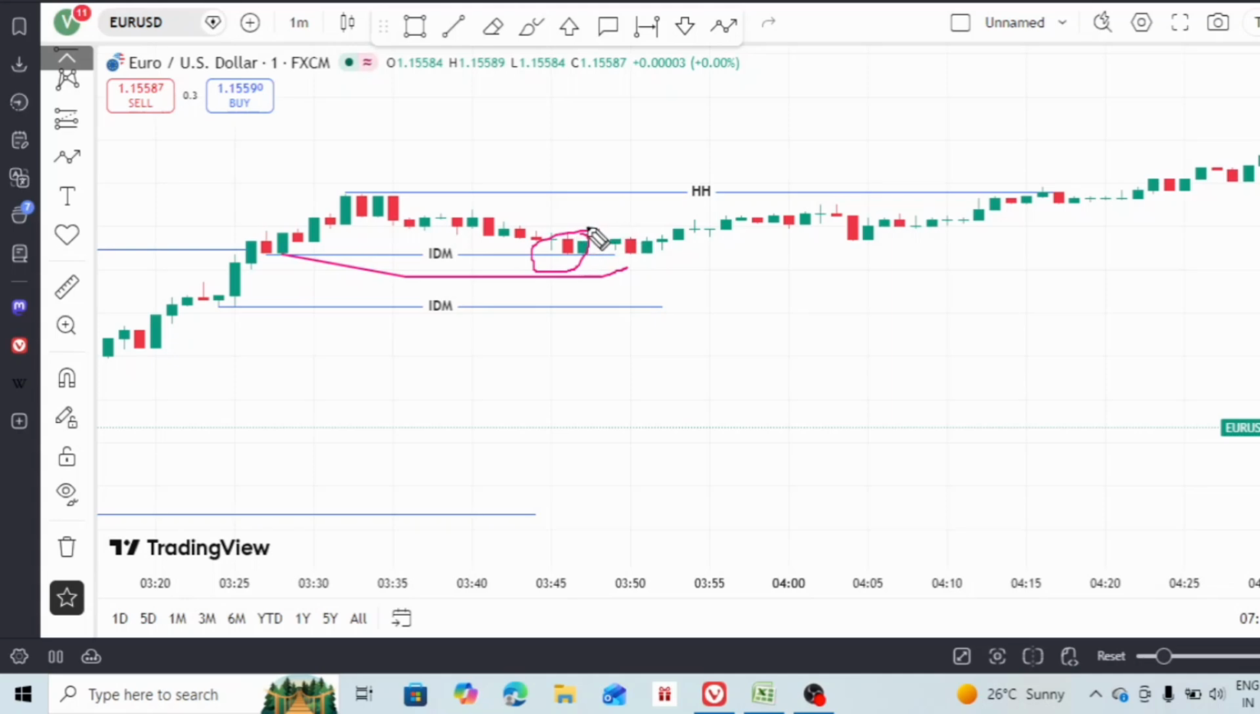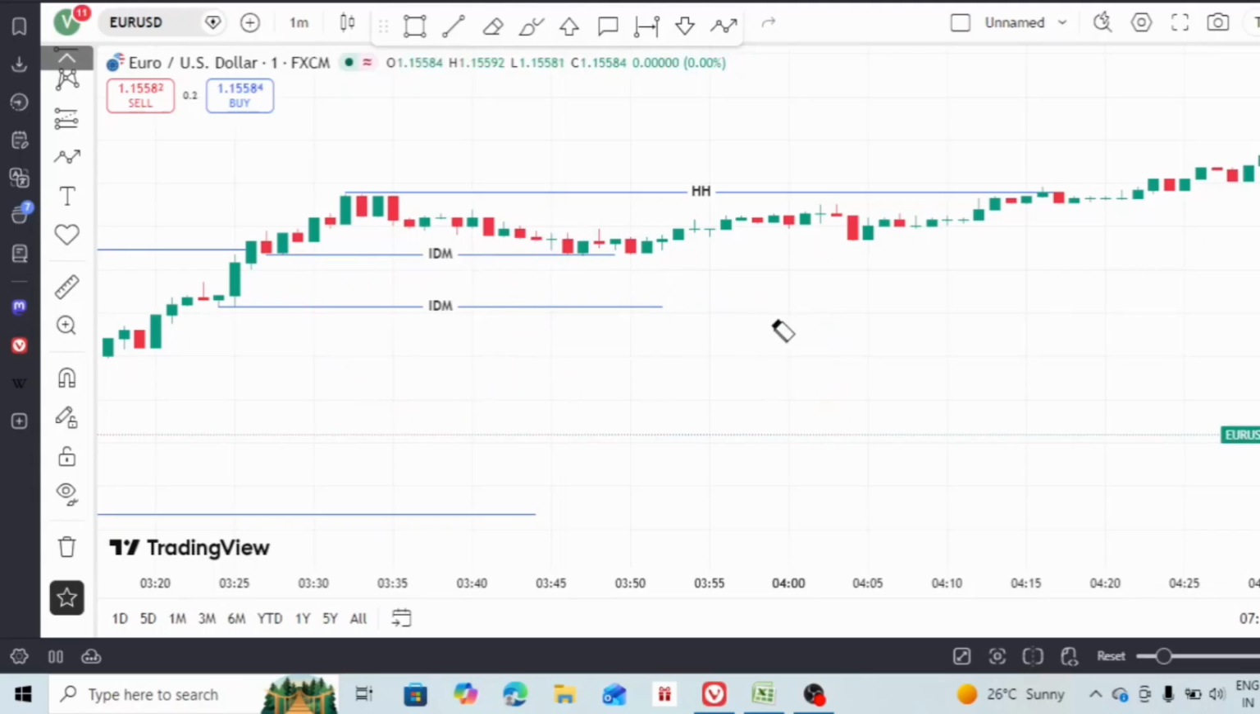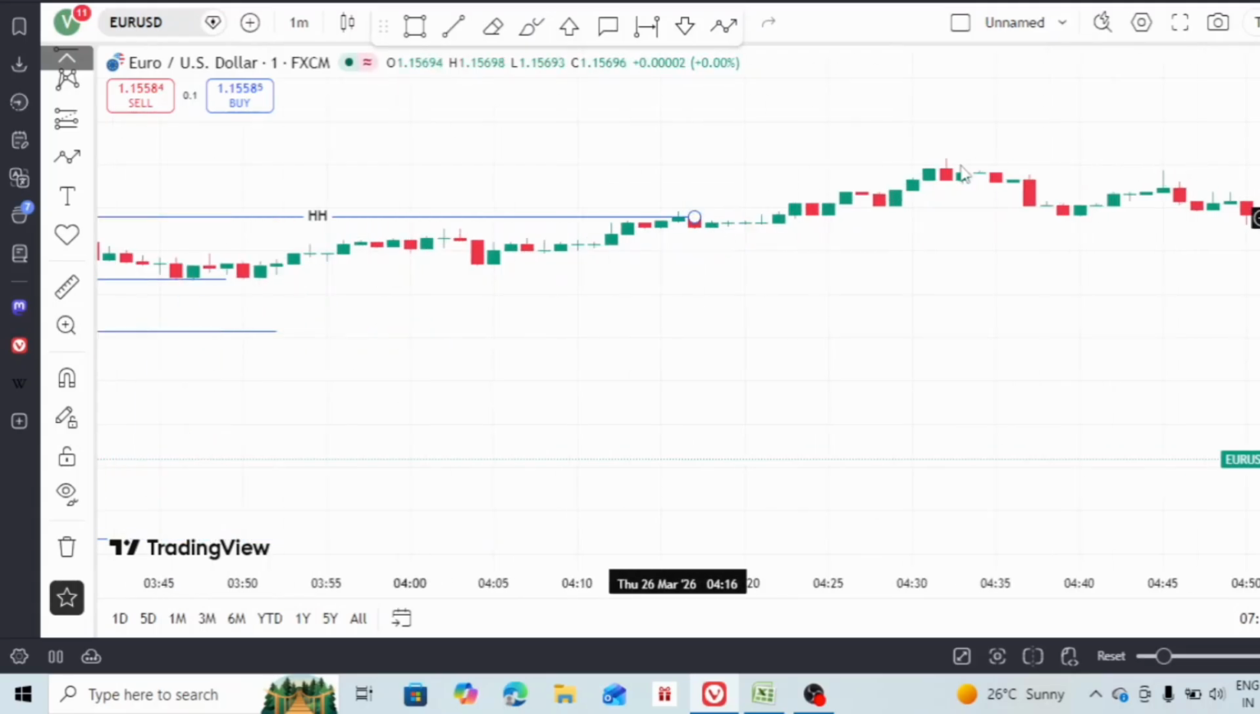Equal low or equal high is not mitigation. It's just that the liquidity has been shifted. So this will remain as our inducement. Okay, so this is the higher high. After the higher high, if you look here, it has only broken with the wick, so it is not the confirmed higher high.